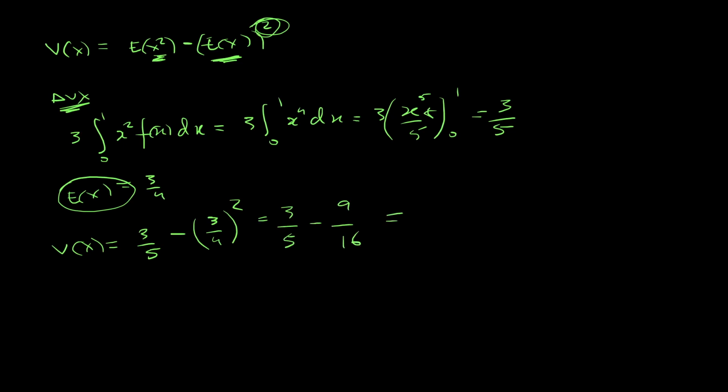Now you can solve this by multiplying to get it on top, and multiplying this one to get it on top. So 16 times 3 is 48, and 5 times 9 is 45. We have a minus sign here, so it's minus 45. And this is all divided by, you multiply these two, 16 times 5 is 80. So 48 minus 45 is 3. Your final answer is 3 divided by 80.